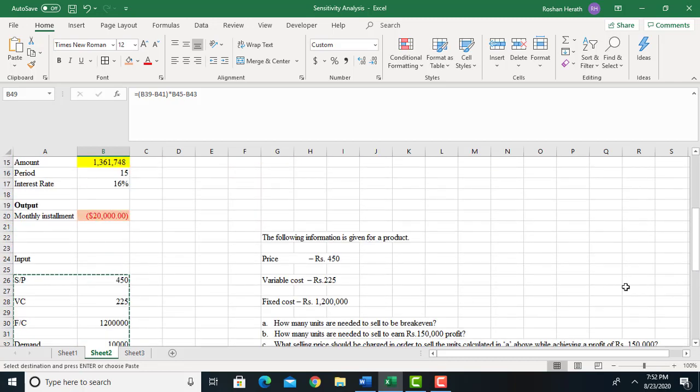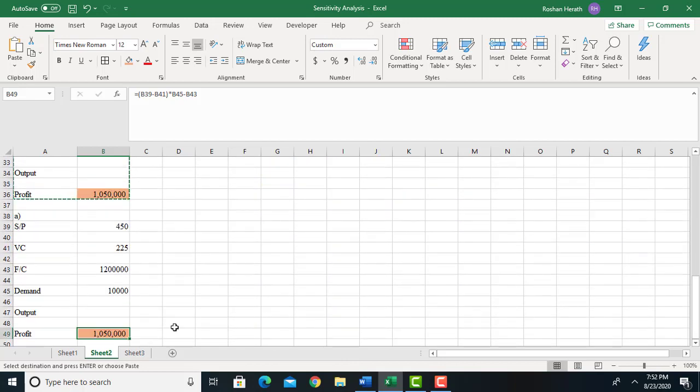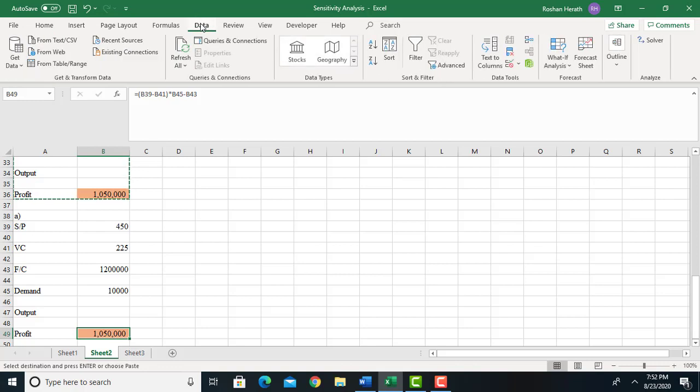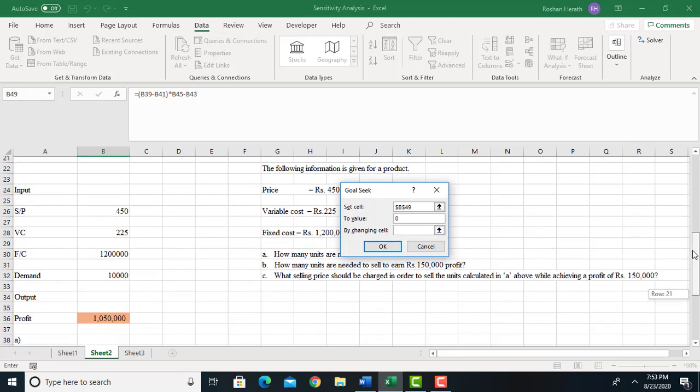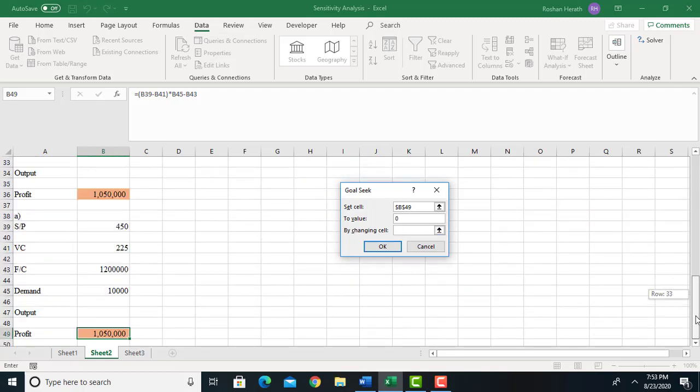So the first instance, it asks how many units are needed to sell to break even. Okay, we'll see. Break even in the sense, no profit, neither profit nor loss. So go to data, goal seek, set value, the profit. You need to set this profit to what value? Make it 0. By changing what? Question says units, how many units? So you can change the demand. Say okay.